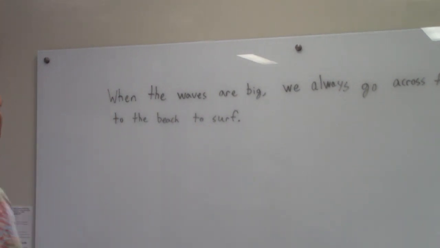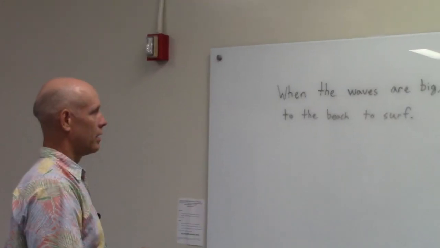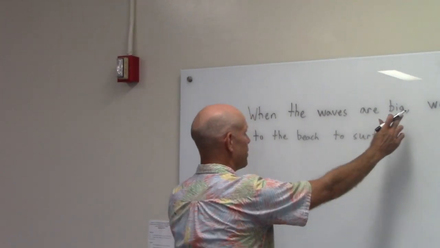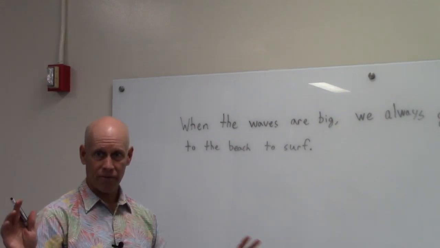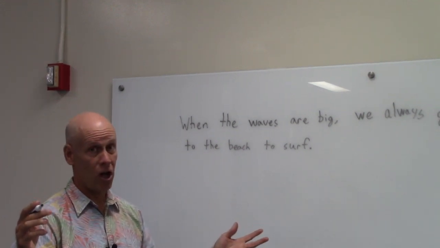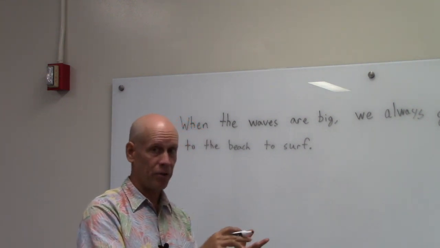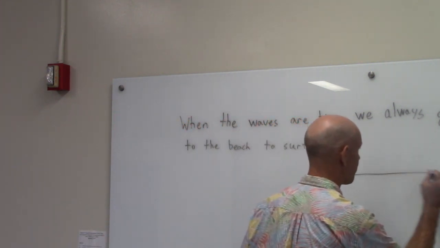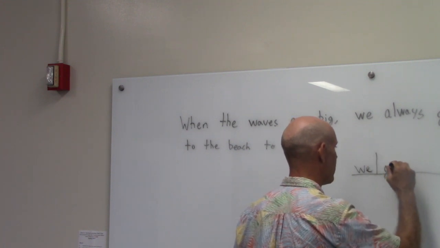Can you read this for me, Kenny? When the waves are big, we always go across the street to the back beach to surf. Okay. Now, can you read this up to the comma? When the waves are big. Is that a sentence by itself? No. So that's some kind of dependent clause, meaning it's either a relative clause or a subordinate clause or a nominal clause, but it's not the main clause. What is the main clause, buddy? The second one. And simply, we always go to the beach.